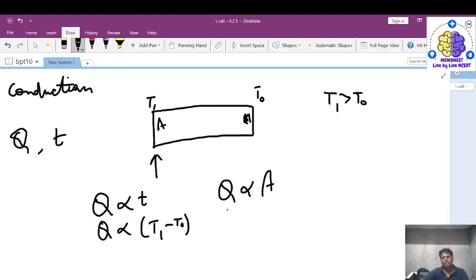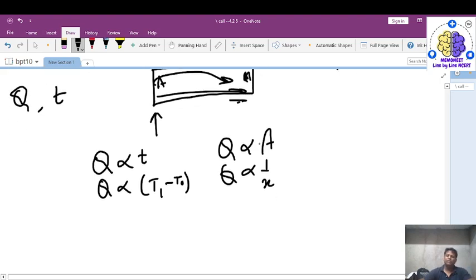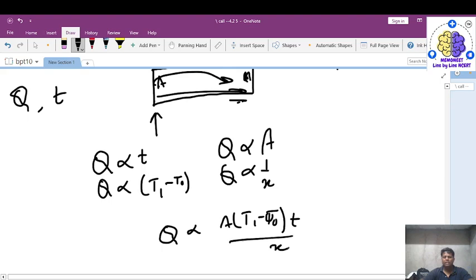And this heat supplied is inversely proportional to the distance between the two ends. Suppose the heat is to be transferred from this end to this end. More is the length, less heat will be transferred because more path is to be covered. So combining this, the heat being supplied to heat the conductor, Q, will be proportional to A into T1 minus T naught into t upon x.